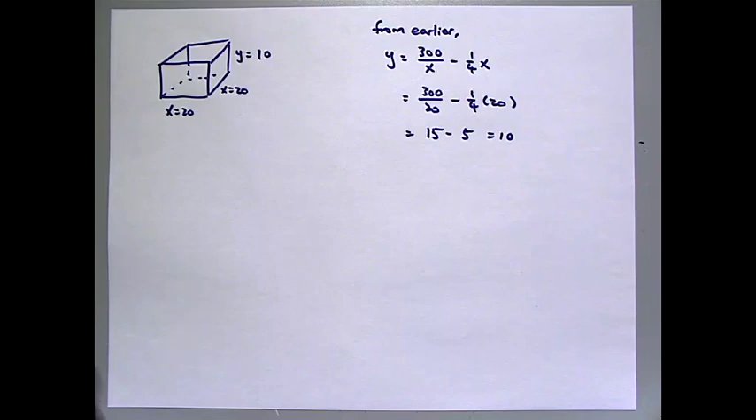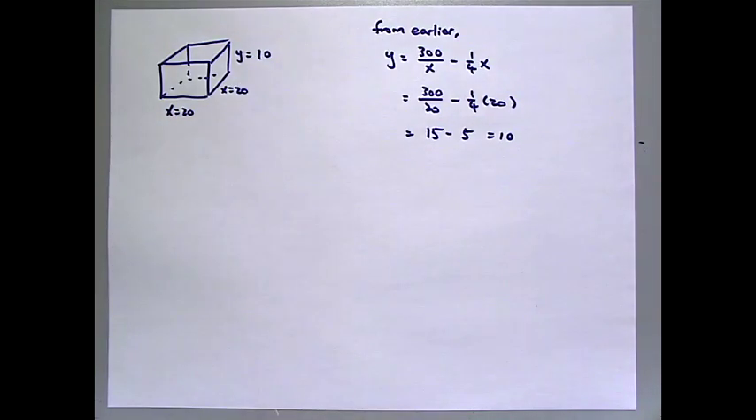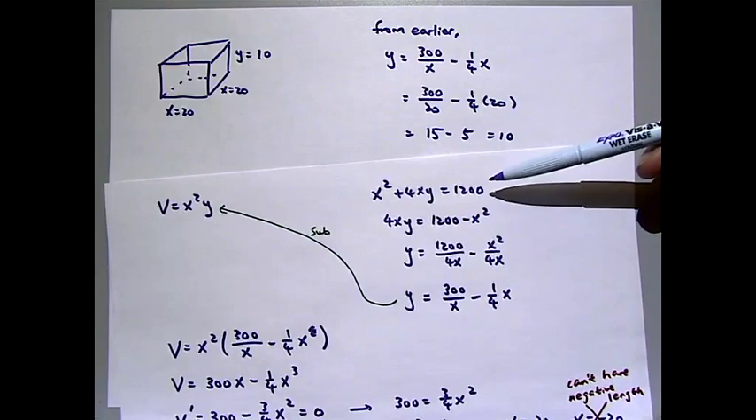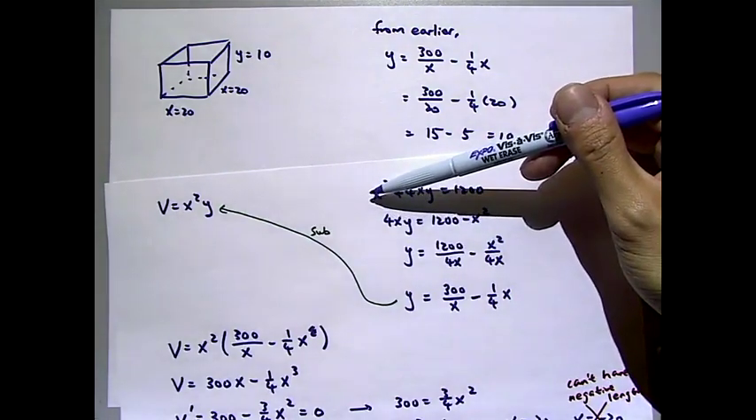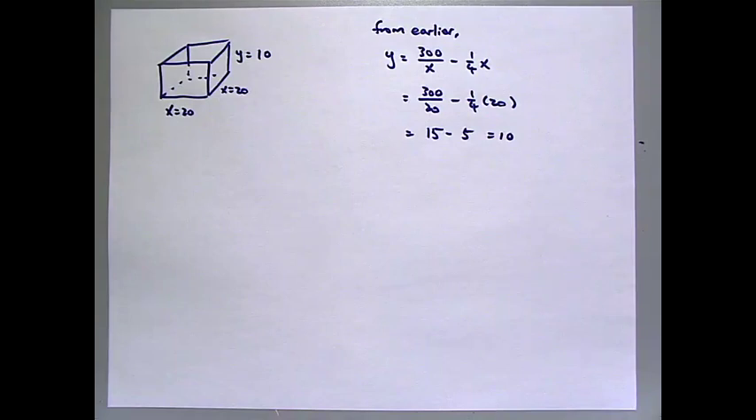If you're shipping this thing, you're going to have to put a top on that. So a more practical question would require a top, and what's going to change would be this one right here. You will need a 2 here, and the answers will change. But without a top, this is how we can build the largest possible box with 1,200 square centimeters of material available. Questions on this example?